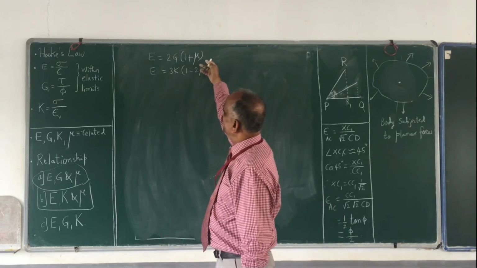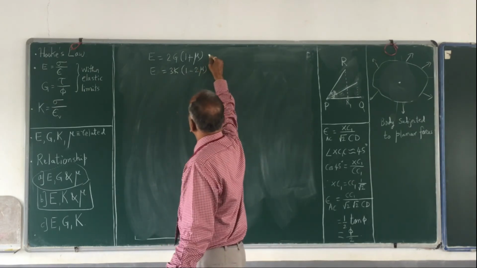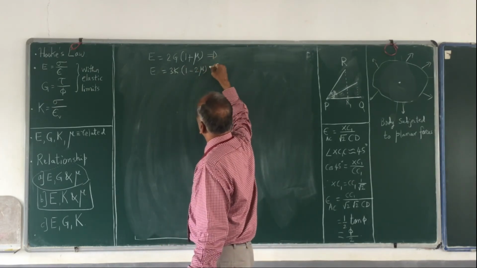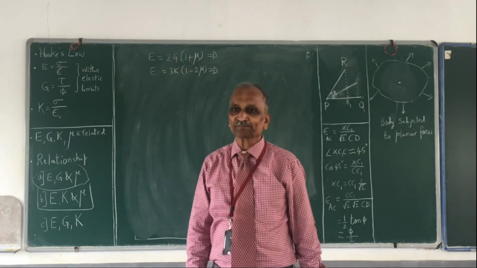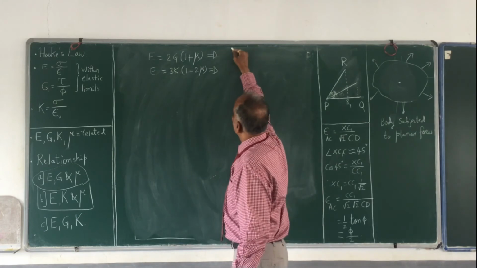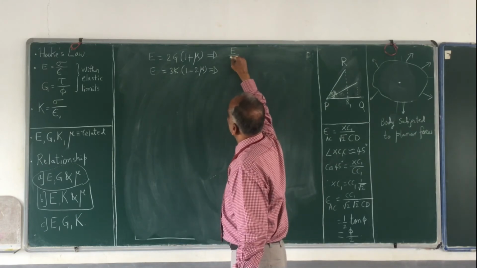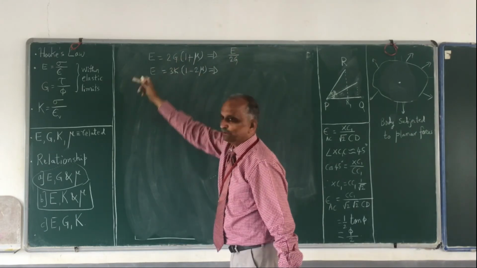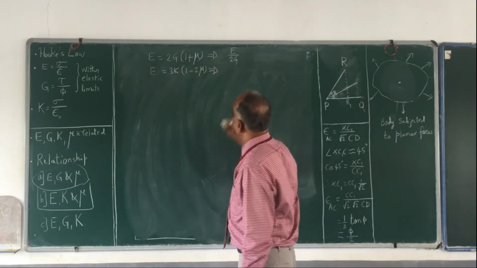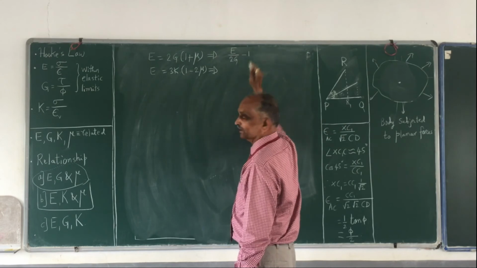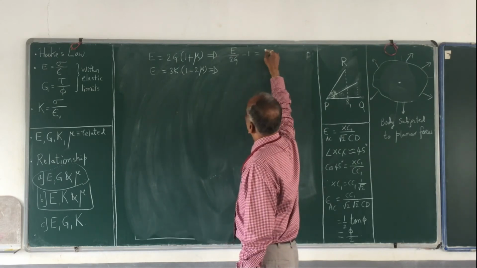Very simple. From the first one, I will get rid of mu. The very purpose is I don't want mu. So here I can write E upon 2G, bring 2G over. E upon 2G is equal to 1 plus mu. E upon 2G minus 1 is equal to mu.